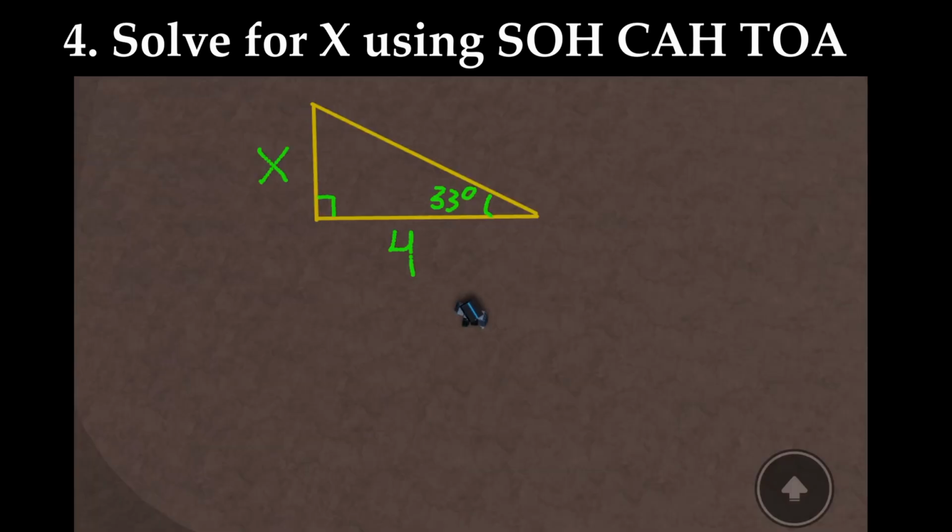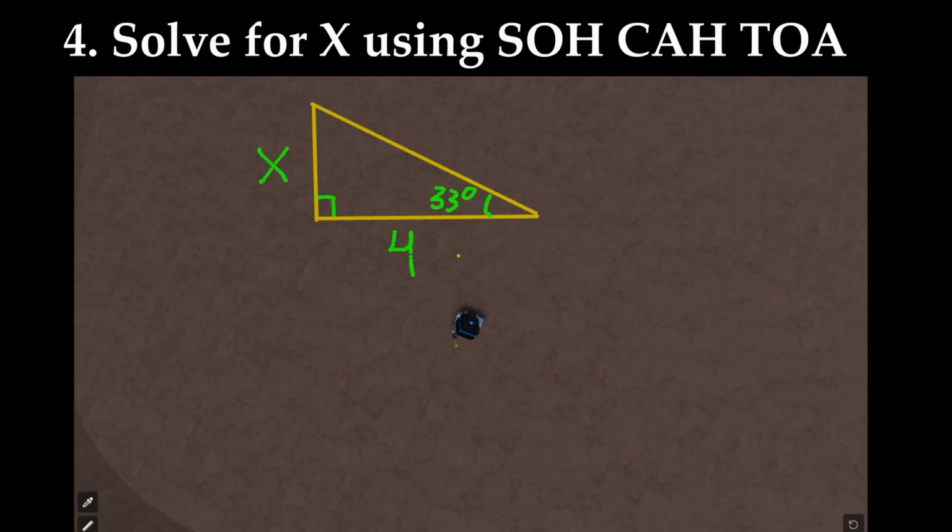Let's solve for x in this right triangle. So we have a triangle with side lengths of x, 4, and an angle of 33 degrees, and we know it's a right triangle, so we can use SOH CAH TOA. So the first thing to do is to label x and 4 relative to that 33-degree angle to know whether we use sine, cosine, or tangent for this problem.